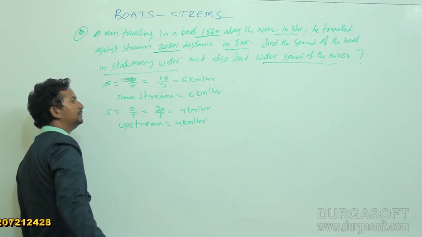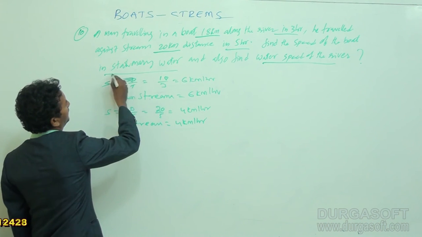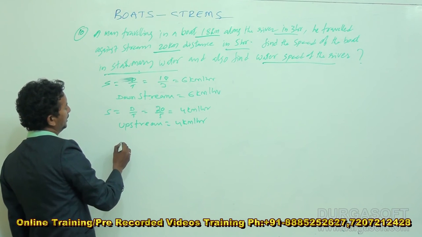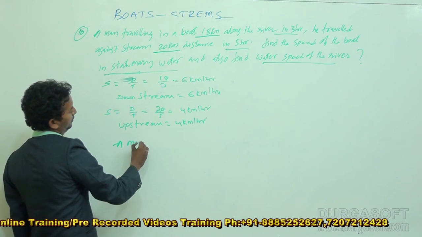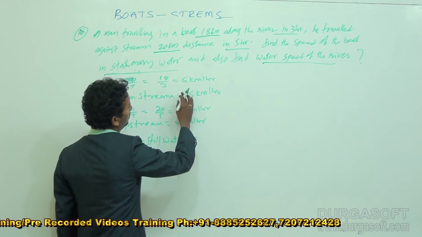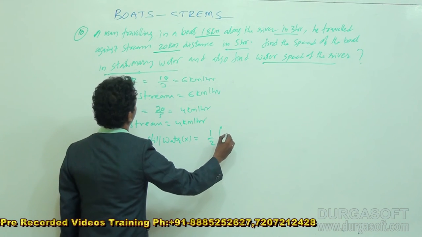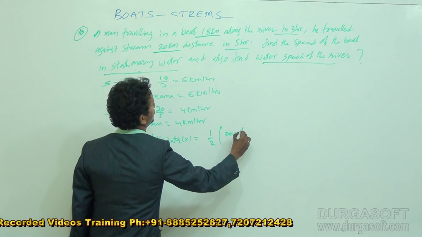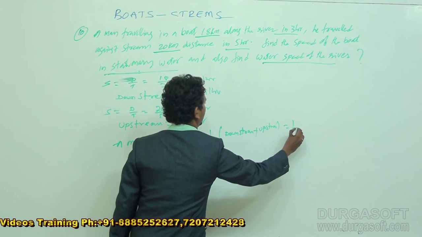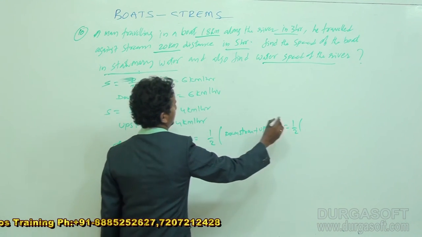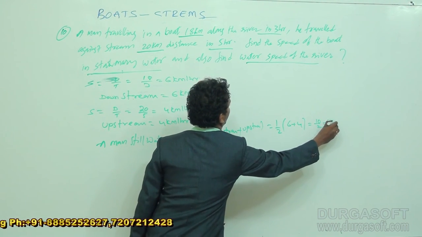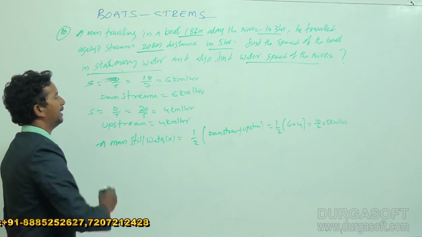You are finding the speed of the boat. Now I am finding the stationary water, nothing but a man in still water. This is x, equal to 1 by 2 of downstream plus upstream, is equal to 1 by 2 into downstream 6 plus 4, is equal to 10 divided by 2, is equal to 5 kilometer per hour. This is the speed in still water.